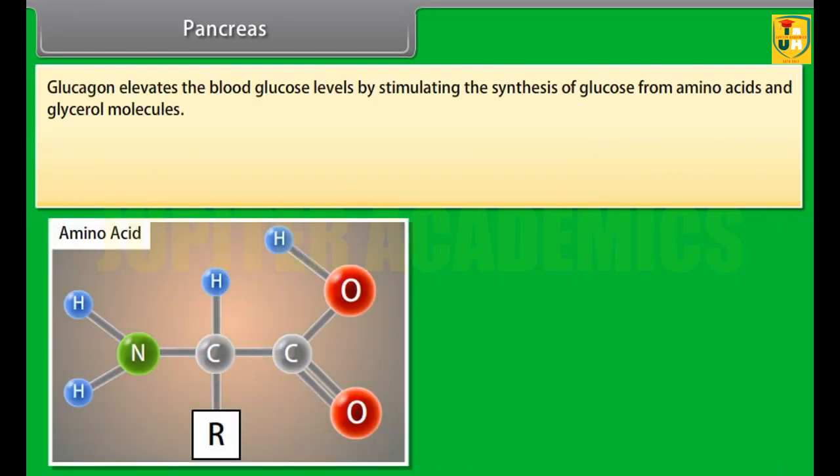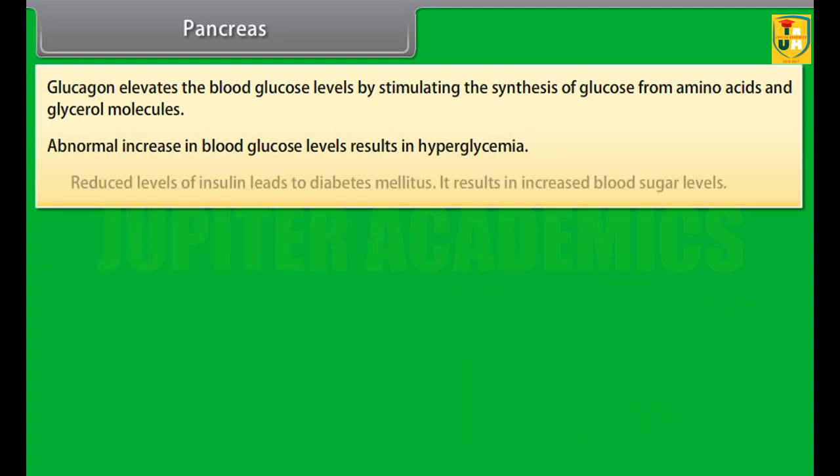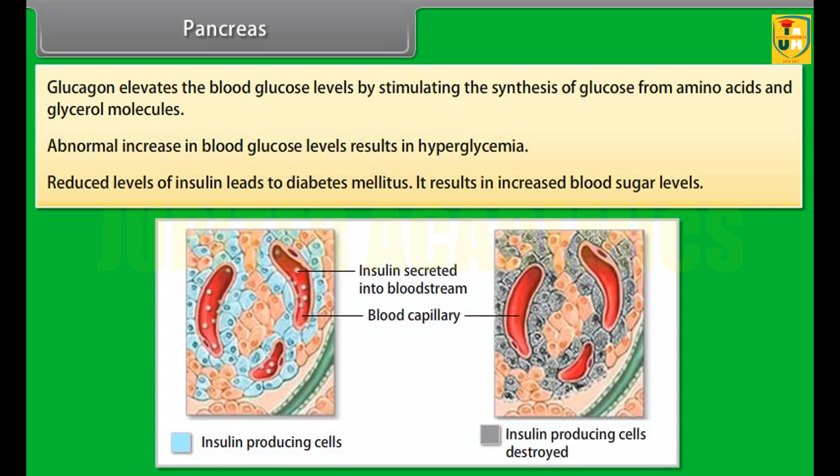Glucagon elevates the blood glucose levels by stimulating the synthesis of glucose from amino acids and glycerol molecules. An abnormal increase in blood glucose levels results in hyperglycemia. Reduced levels of insulin lead to diabetes mellitus. It results in increased blood sugar levels.